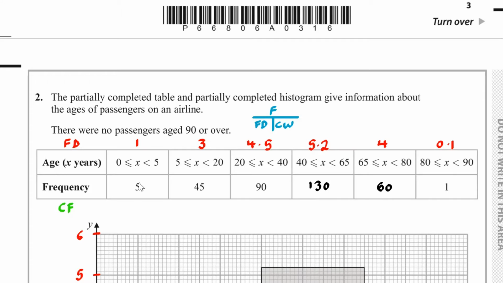I start off with 5. 5 plus 45 is 50. 50 plus 90 is 140. 140 plus 130 is 270. 270 plus 60 is 330. And then 330 plus 1, that's 331.